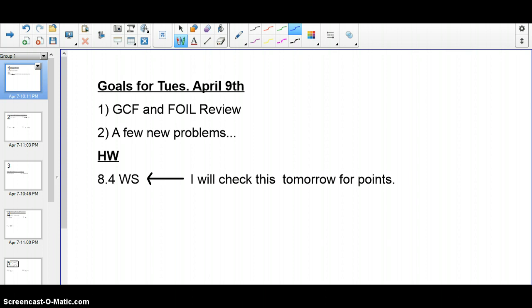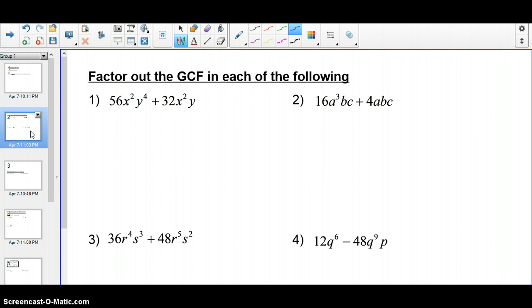So you should have in front of you your 8.4 notes. We're going to go through those right now. If you guys want to stop the video, make sure you feel free to do that throughout the video. Okay, so let's start by reviewing what the GCF is and how to factor out the GCF. I'm going to do the first two, and then I'm going to have you guys do the second two, and I'll just write the answers on the board.